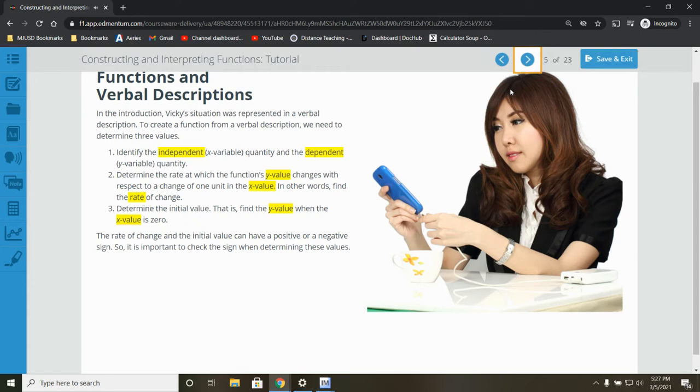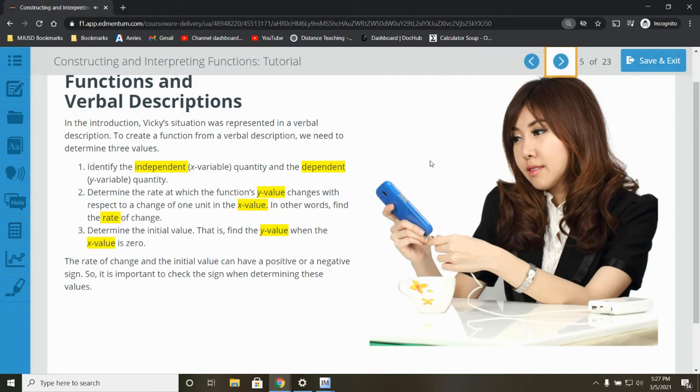Functions and verbal descriptions. In the introduction, Vicky's situation was represented in a verbal description. To create a function from a verbal description, we need to determine 3 values. 1. Identify the independent x variable, quantity, and the dependent y variable, quantity. 2. Determine the rate at which the function's y value changes with respect to a change of 1 unit in the x value. In other words, find the rate of change. 3. Determine the initial value. That is, find the y value when the x value is 0. The rate of change and the initial value can have a positive or a negative sign. So, it is important to check the sign when determining these values.